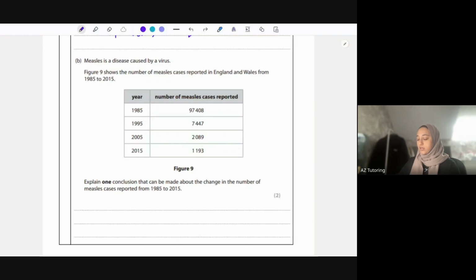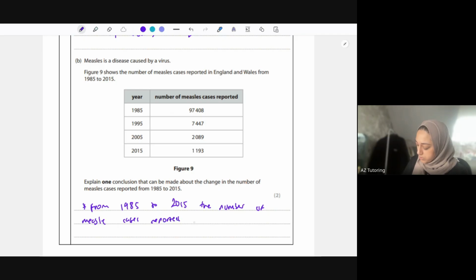So for part B, it's saying, explain one conclusion that can be made about the change in number of the measles cases reported from 1985 to 2015. So the first things first is we notice that as the years are increasing, the number of measles cases reported has decreased. So from 1985, be specific with the numbers, to 2015, the number of measles cases reported has decreased. There's your first mark.